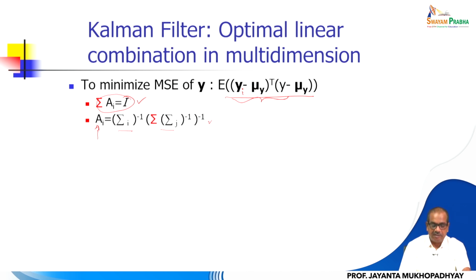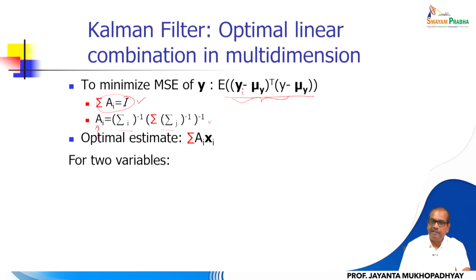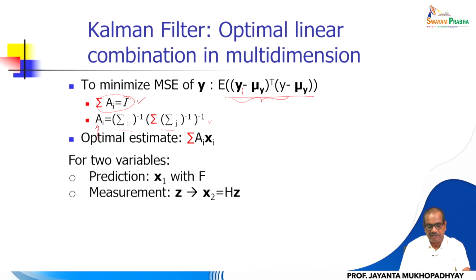So this is the optimal estimate, and for two variables, as you see, we have two conditions. One is from the motion model, there is a prediction. The other is from the observation, again you have some estimate. So you have these two cases, prediction x1 with f and prediction of measurement z, that we have, and this is a relationship. So finally the correction would be in this form.